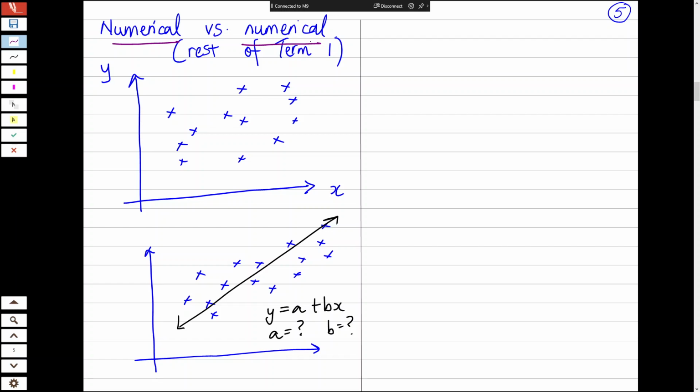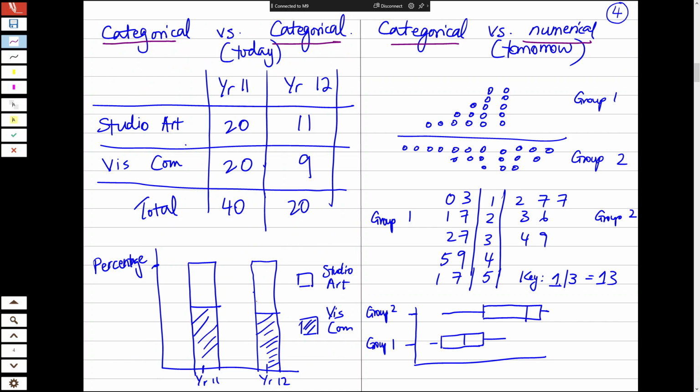And if you were in my class last year, you might recognize this picture. If I have a bunch of data, I might want to try to predict one of the variables by fitting a straight line to the data. The question is, how do I choose the gradient and the intercept for this line? That's a big question that we're going to ask in this class. But that's coming later. So just for today, we're going to look at categorical versus categorical.